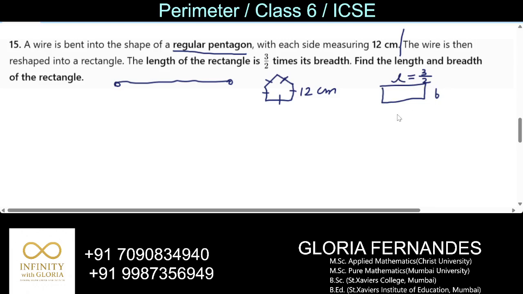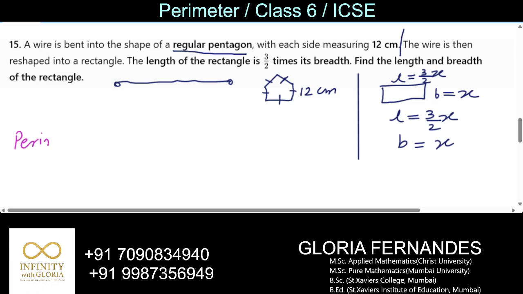So here first what we'll do is, we'll assume the breadth of the rectangle to be x. So if breadth is x, then length is going to be 3 upon 2 times the breadth. So here the dimension of the rectangle is going to be, length is going to be 3 by 2x and the breadth is going to be x. Okay, so first we'll go one by one. First we'll find out how much is that wire. How we'll come to know what is the length of that wire? That will come to know using the perimeter formula.